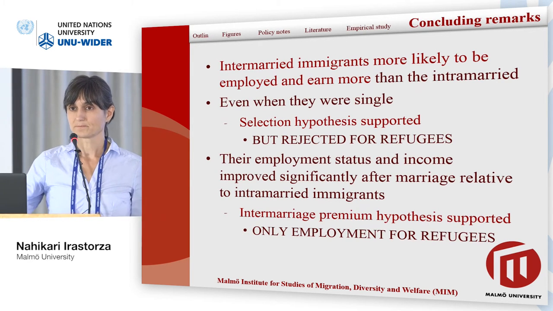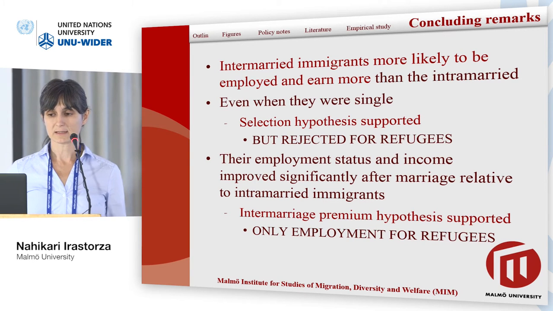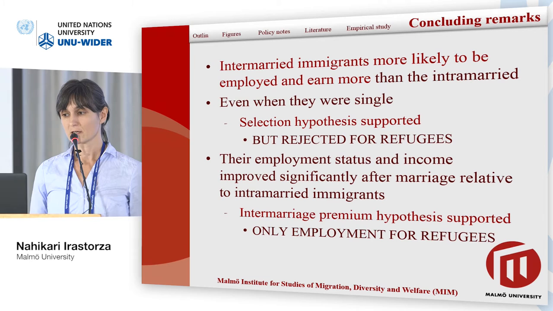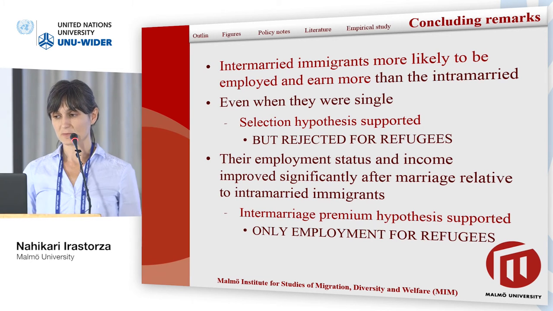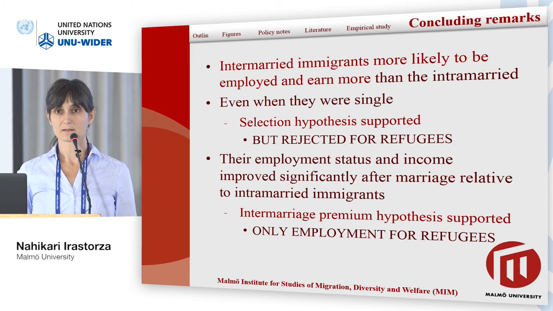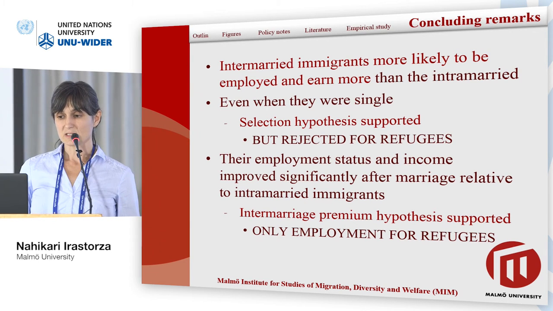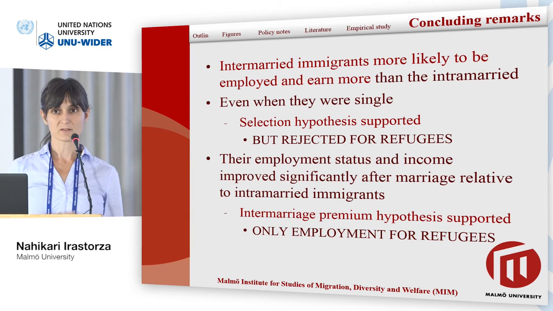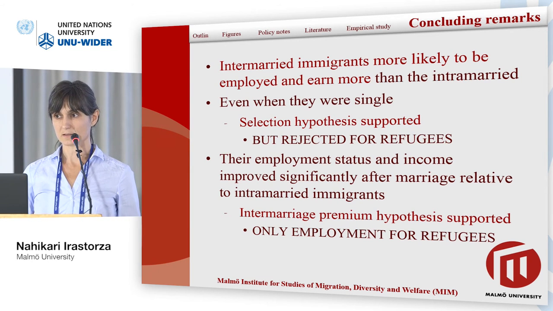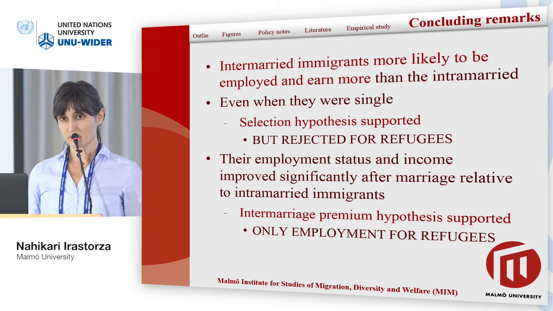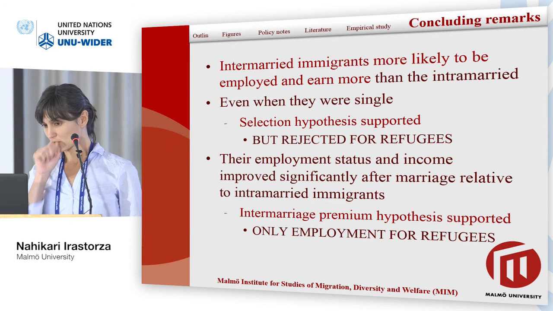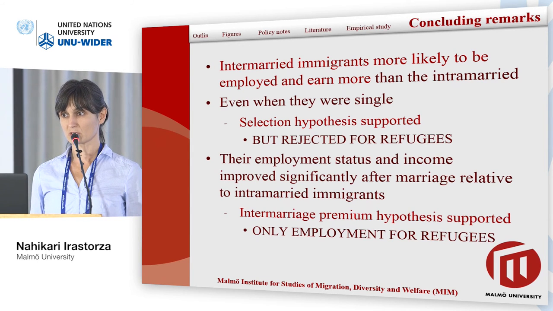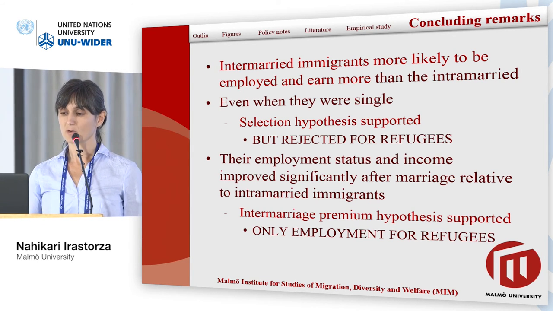So to conclude, intermarried immigrants are more likely to be employed and earn more than the intramarried ones, even when they were single. So the selection hypothesis is supported, but it is rejected for refugees. They were actually doing worse when they were single than those who were going to be intramarried. Their employment status and income improved significantly after marriage relative to intramarried immigrants. So the intermarriage premium hypothesis is also supported for immigrants in general, but only on employment for refugees.